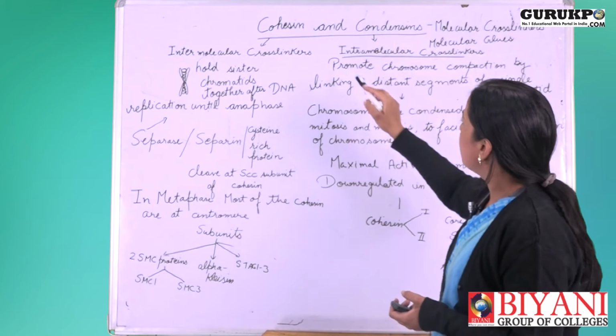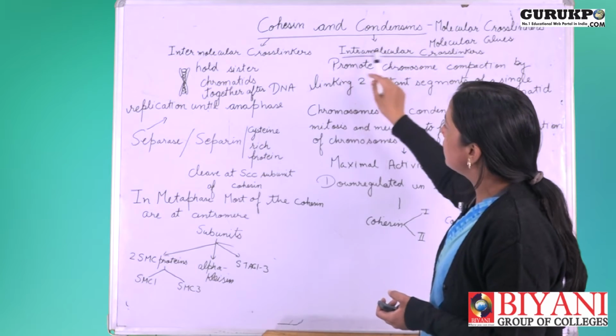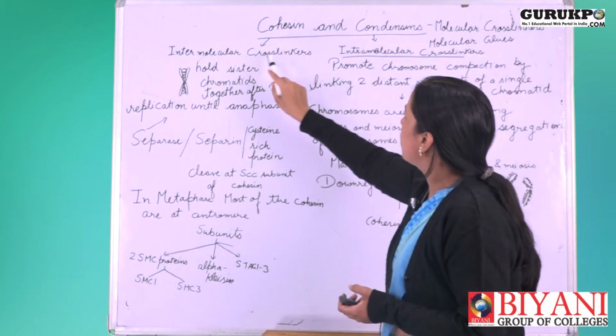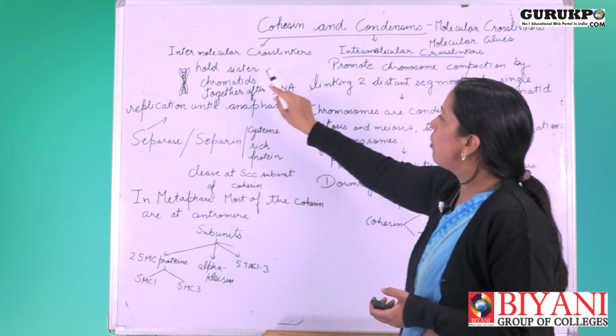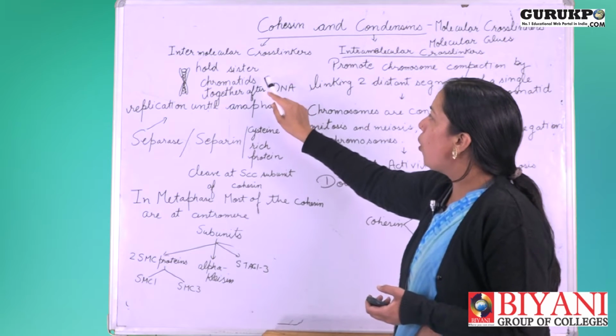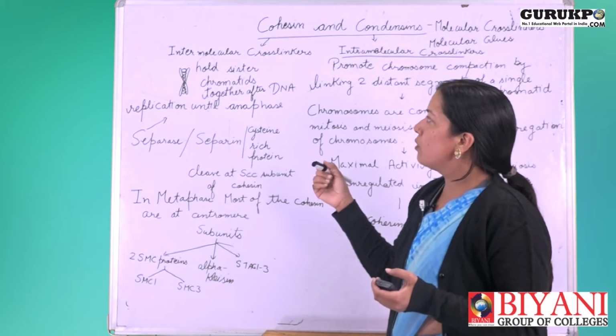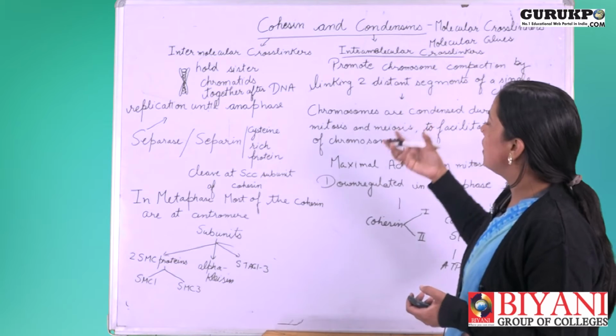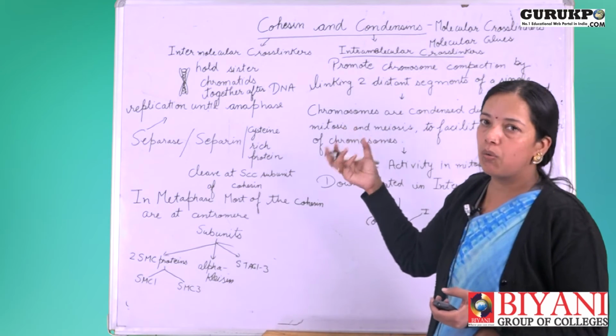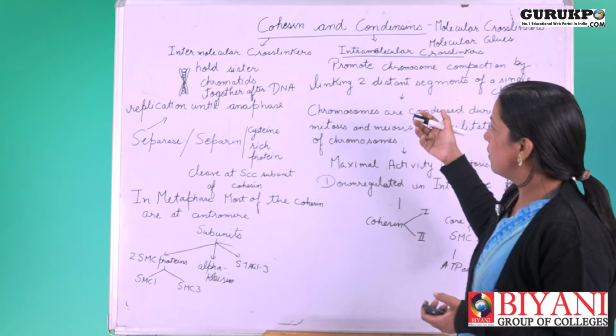There are two types of molecular cross linkers. One is the intermolecular cross linker and one is the intramolecular cross linker. Intermolecular cross linkers hold different molecules together, and intramolecular cross linkers are present within the molecules. They hold the same molecules together.